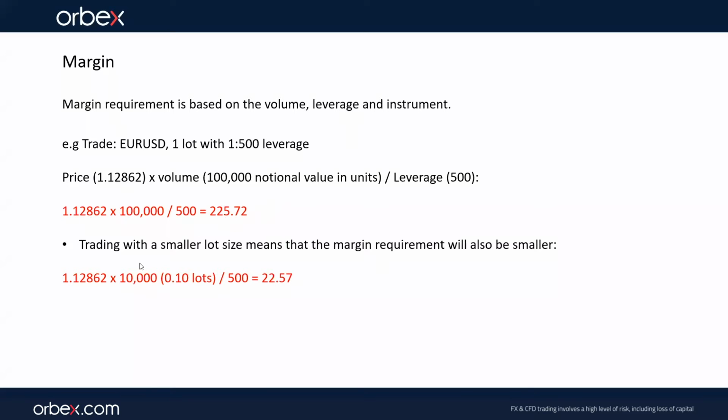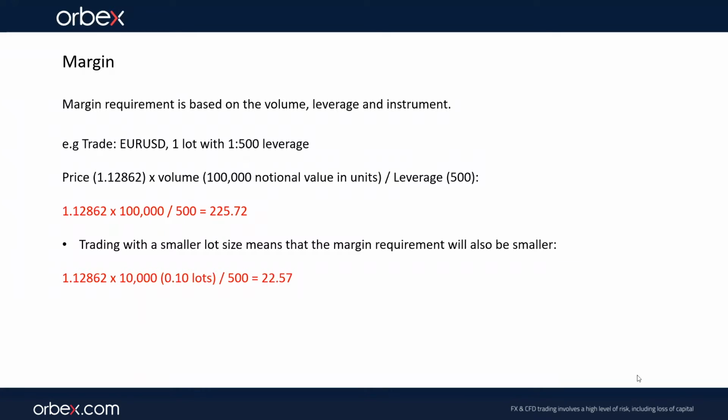Trading with a smaller lot size means that the margin requirement will be a lot smaller. Like I said, one lot is 100,000, so a 0.10 lot is 10,000 notional value. So we've got the price times 10,000 divided by 500. And as you can see here, it's less.